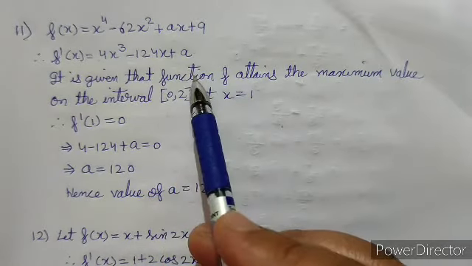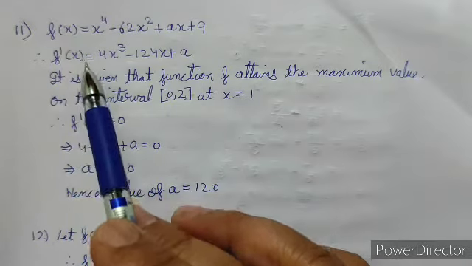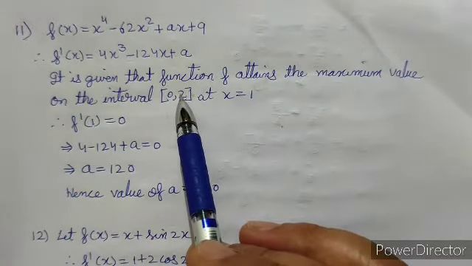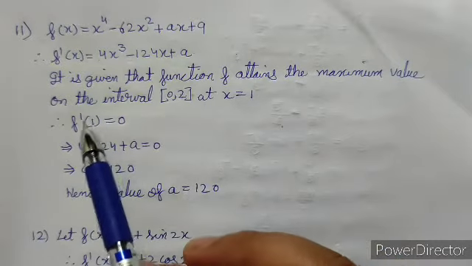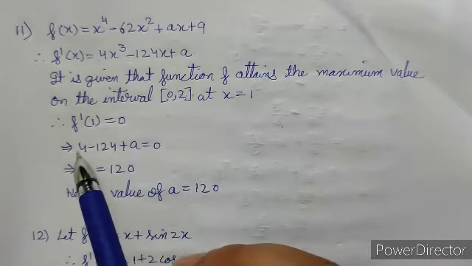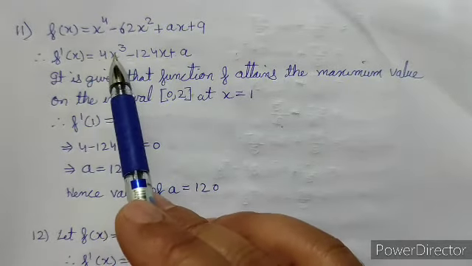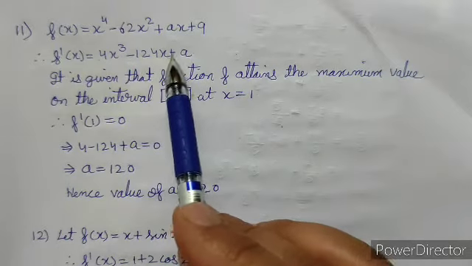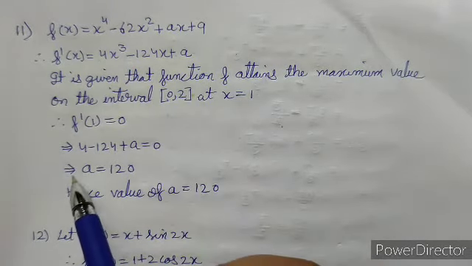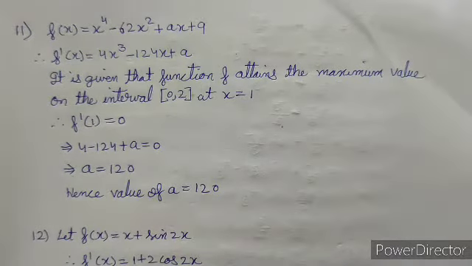Now it is given to us that the function f attains the maximum value at x equal to 1 in the interval 0 to 2. So f dash 1 will be equal to 0. Now f dash 1 will be 4 into 1 cube minus 124 into 1 plus a, and that is equal to 0. And this will give us the value of a, and that is equal to 120.